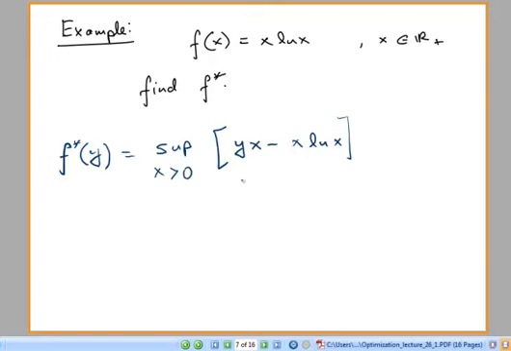So we just say, let's call this expression... we need to find a supremum of this for each fixed y, right?